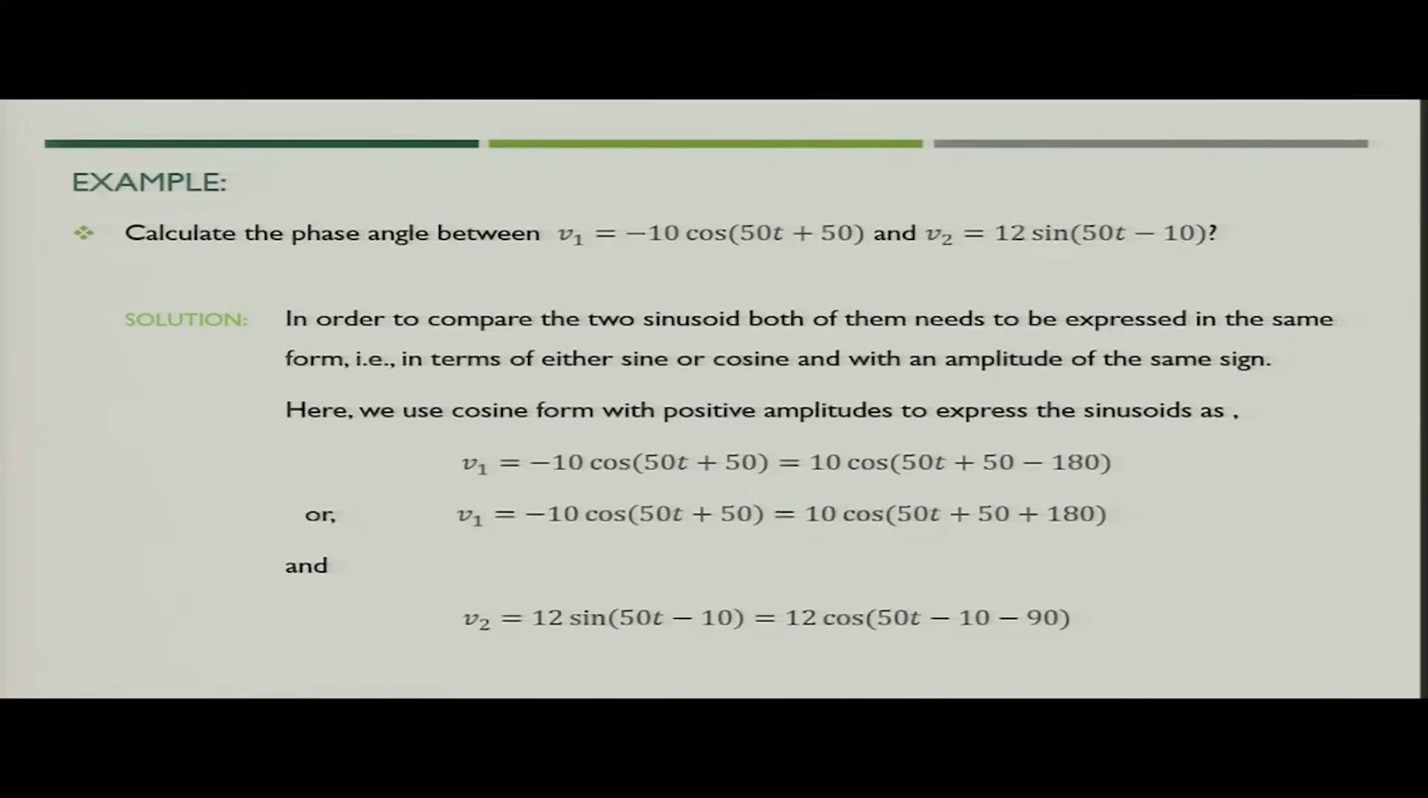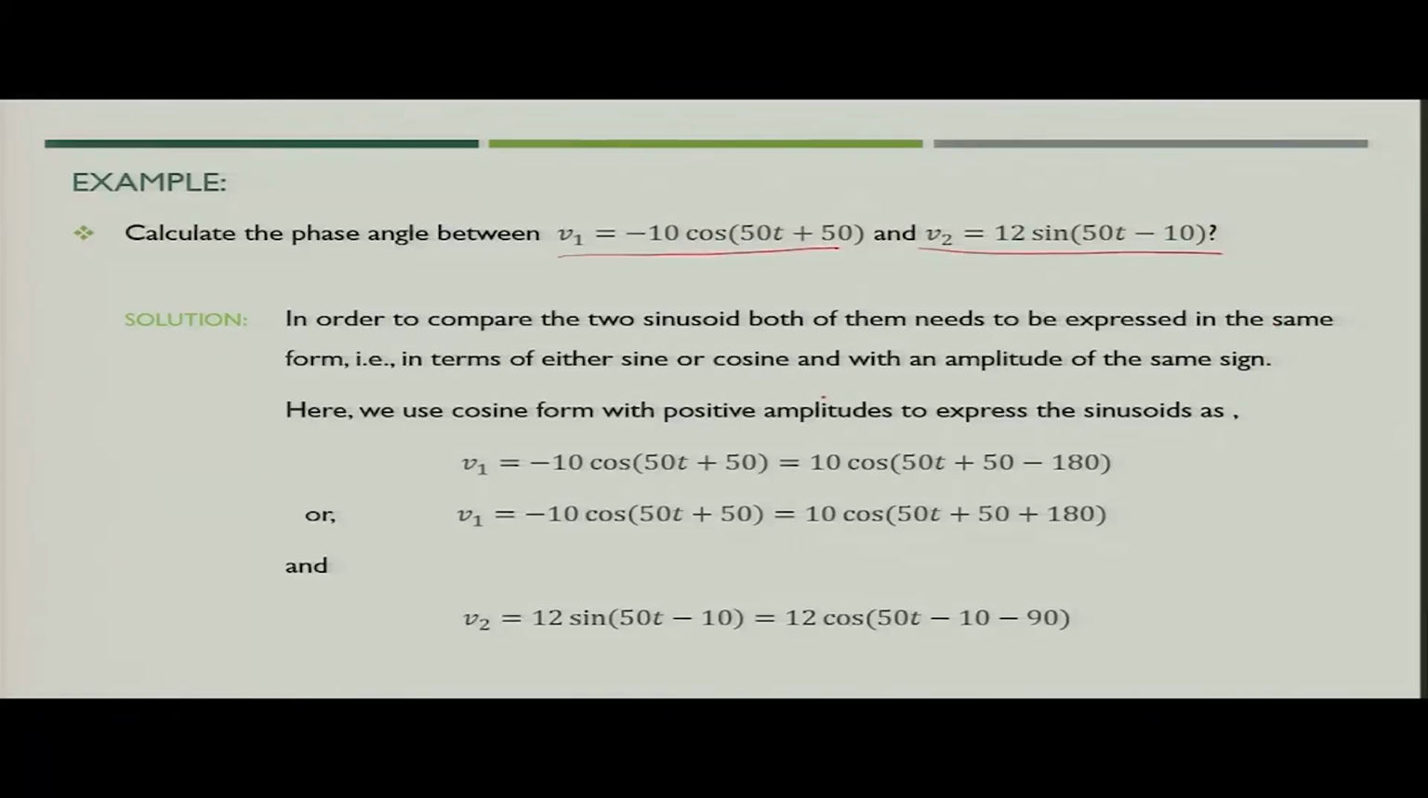Now, if you are asked to calculate the phase angle between two voltage signals, that is V1 is equal to minus 10 cos(50t + 50 degrees) and V2 is equal to 12 sin(50t minus 10 degrees). Now, in order to compare these two, both of them either have to be sine or cosine.